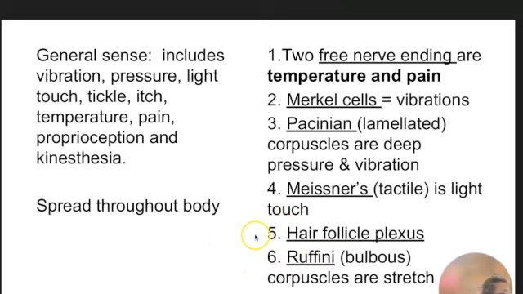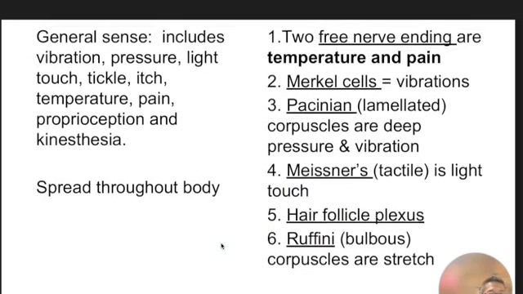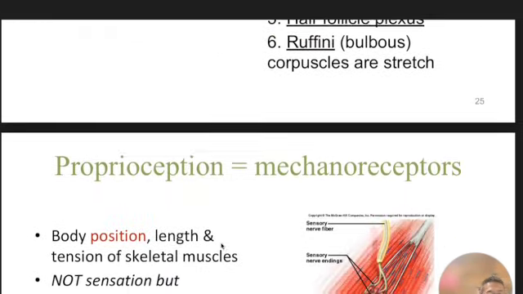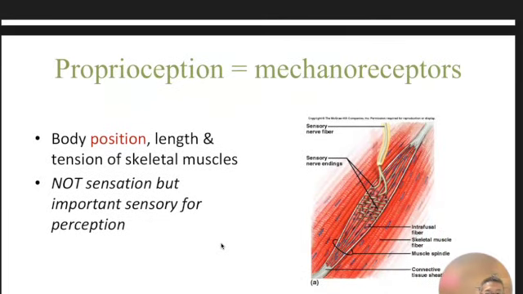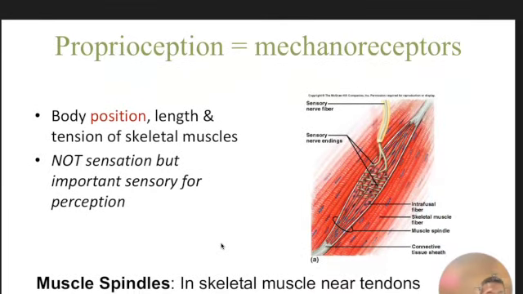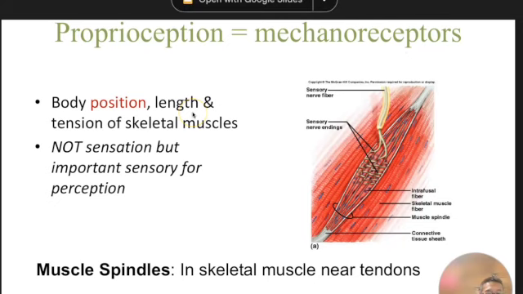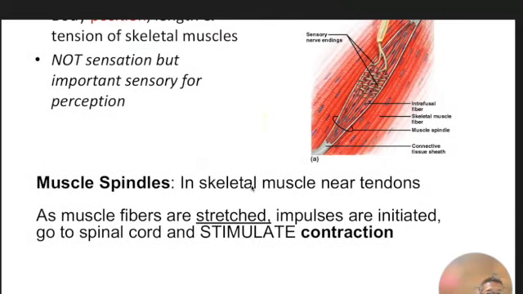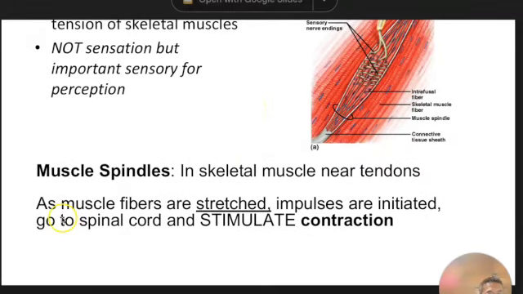These two, we don't have to learn about it. Proprioception, we learned this earlier. Okay. It's your body position depending on your joints and skeletal muscle. Muscle spindle in the skeletal muscle near the tendon. Right here, here's the tendon, here's the muscle spindle. As muscle fibers are stretched, impulses are initiated. It goes to the spinal cord and stimulates contraction.